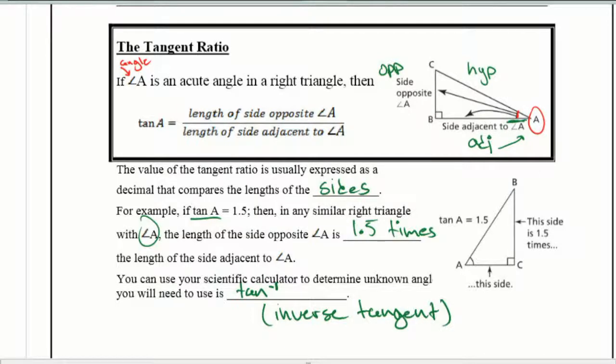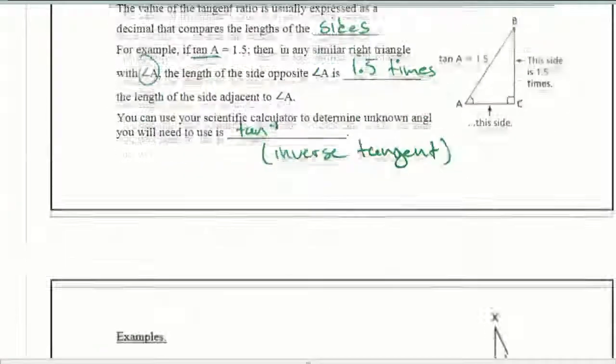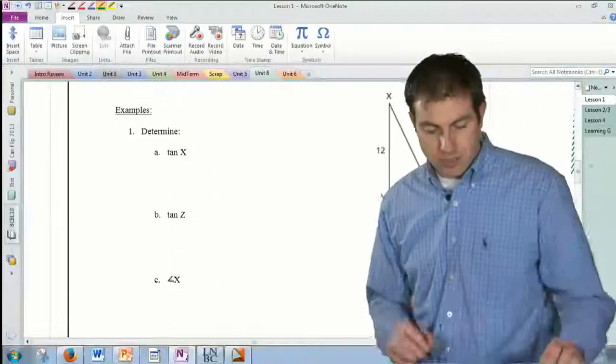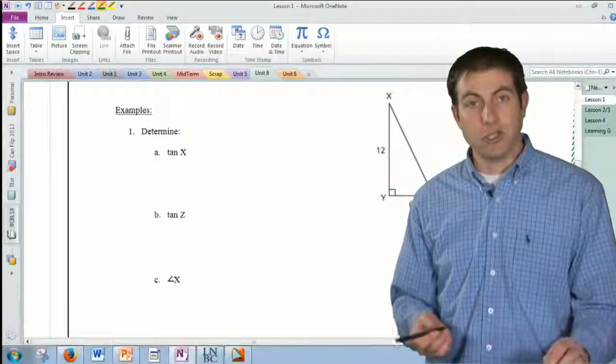So that might not make a whole lot of sense right now, but we'll look at what that means in a couple examples. So we'll look at some basic examples here. All right, so we have a question here. It says, determine the tangent of x.